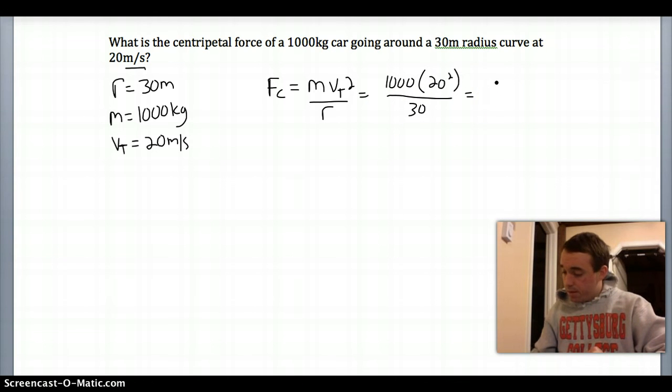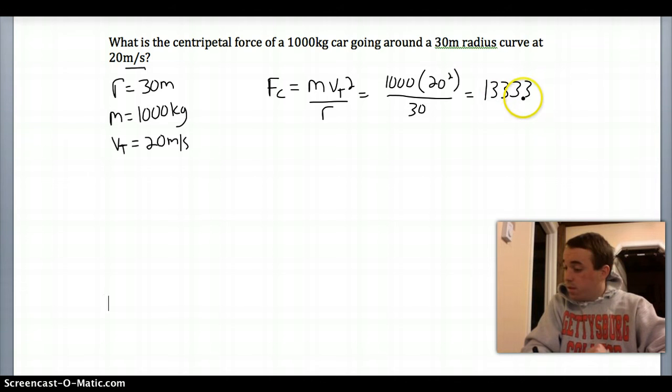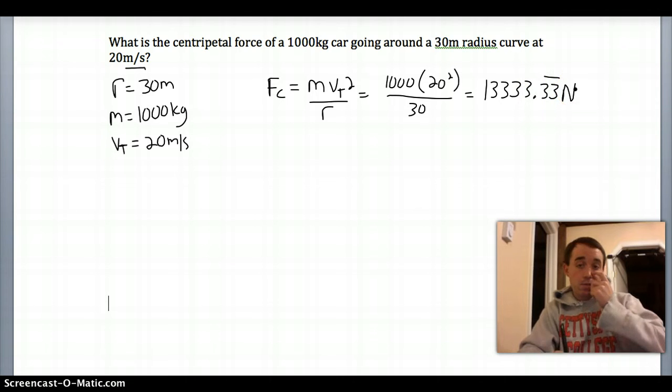Putting that into the calculator, 1,000 times 20 squared divided by 30. You don't have to do any conversions, and I get a centripetal force of 13,333 repeated. And force has units of newtons.